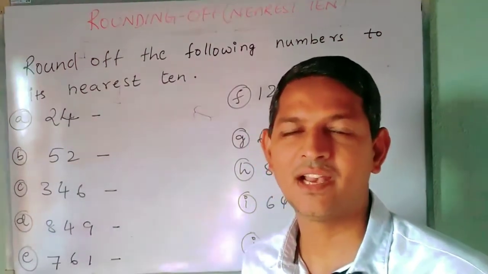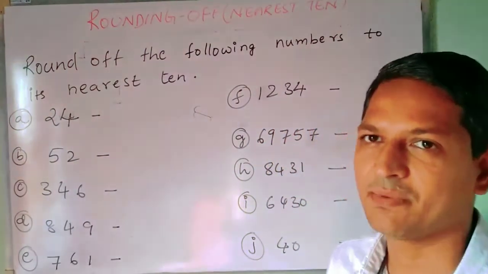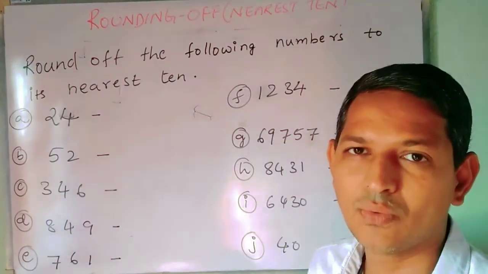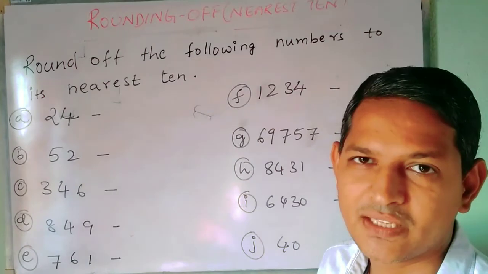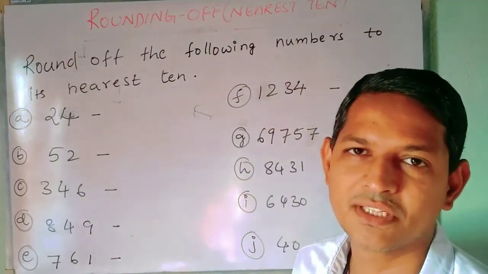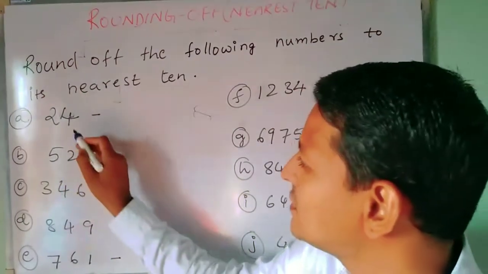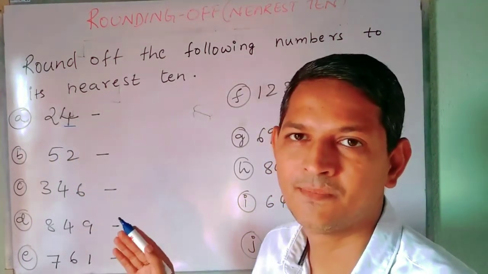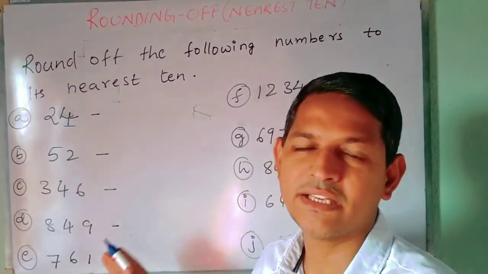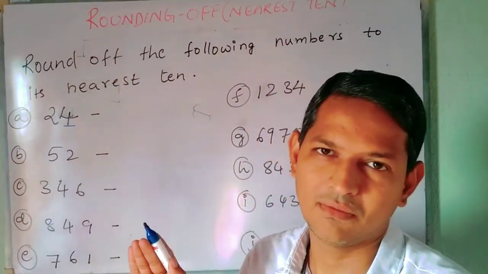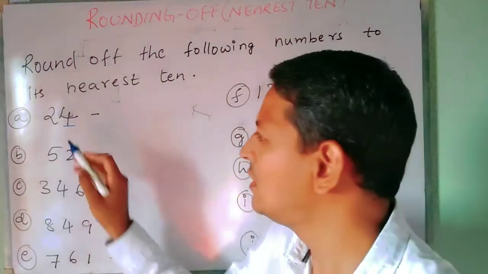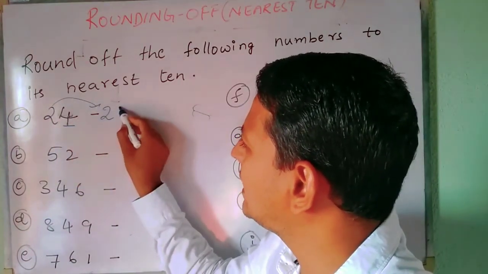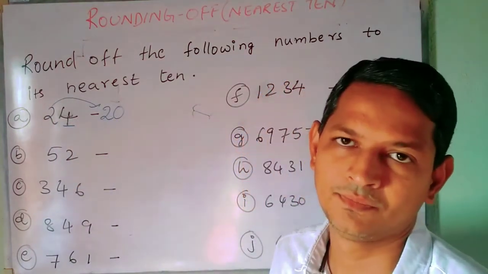So children, let us see the solutions for the assignment given. Round off the following numbers to the nearest 10. As told the rule, when we are rounding off to the nearest 10, we should see the digit which is there in ones place. So the first one, if you see, it is 24. 24 means that the digit which is in ones place is less than 5. When it is less than 5, what we need to do? We need to write the same number which is in tens place and keep 0 in ones place.